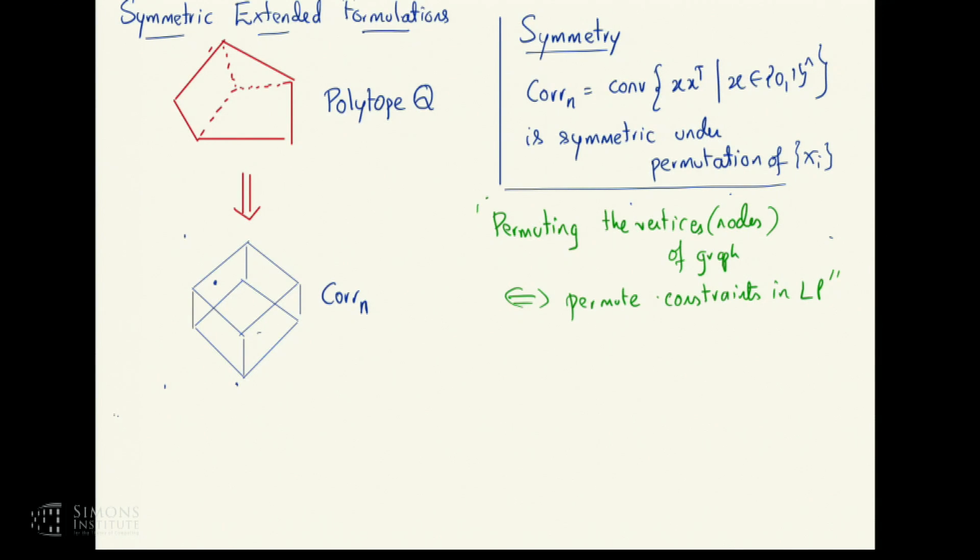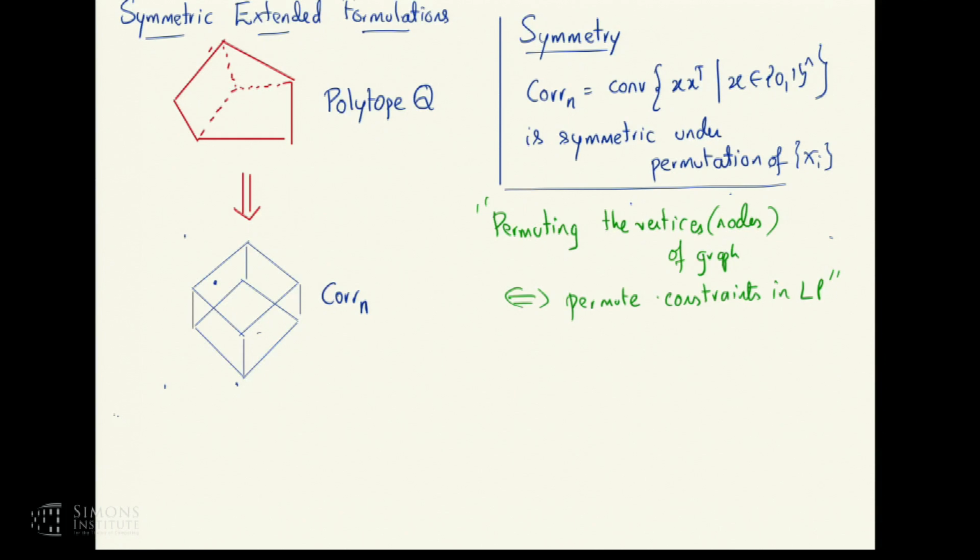Okay. This is a natural notion of symmetry in the sense that the feasible region stays the same if you permute the nodes of the graph. But of course, the way I've defined it, it's a fairly rough definition of what symmetry is. It's a little bit more subtle to define symmetry correctly for this. There are a couple of different definitions.